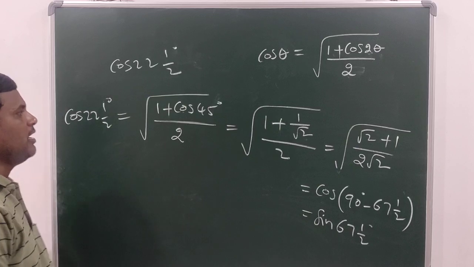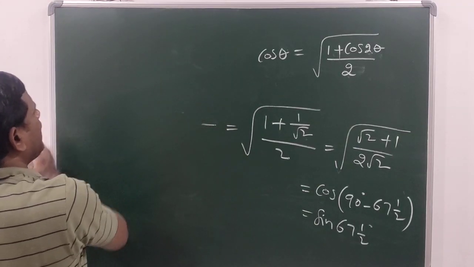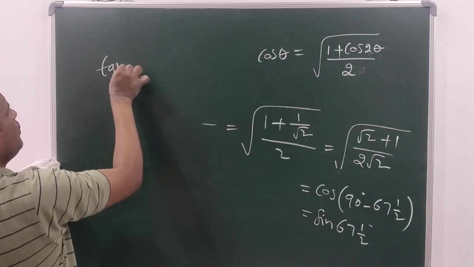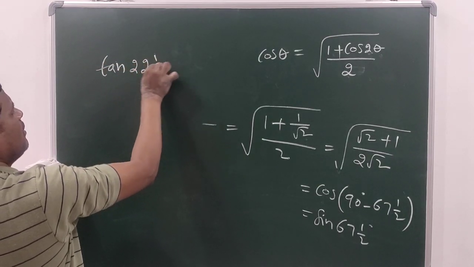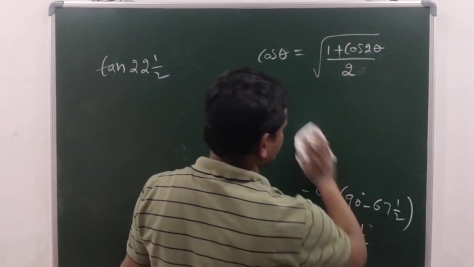Right. Now, suppose you want tan 22.5 degrees, what do you do? Define it as sin 22.5 by cos 22.5.